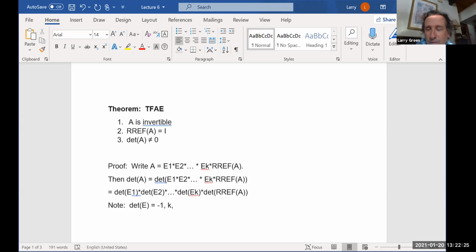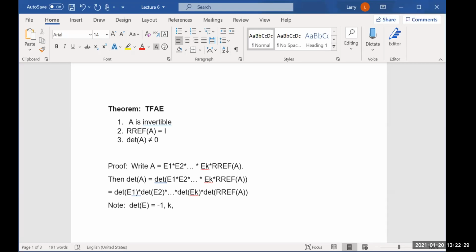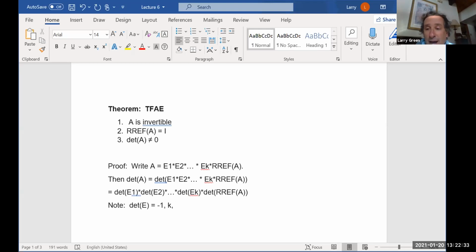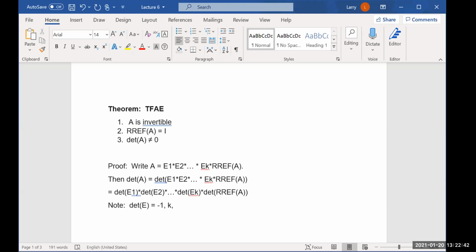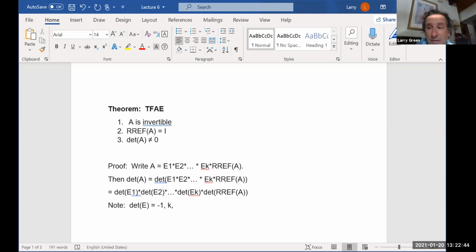Okay, what's the third row operation? Add a multiple of another row. Yeah, so you replace a row with that row plus a multiple of another row. And what is the determinant of the elementary matrix that does that? It's 1. Any questions on that?